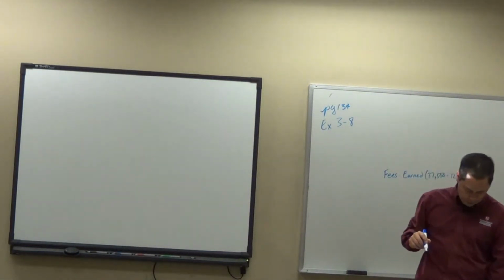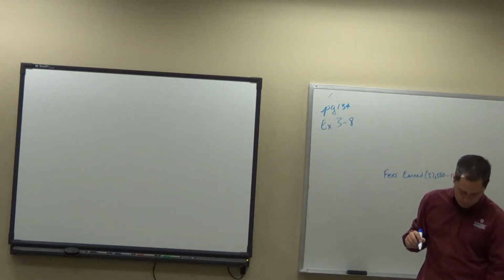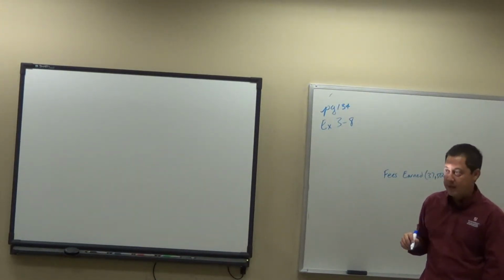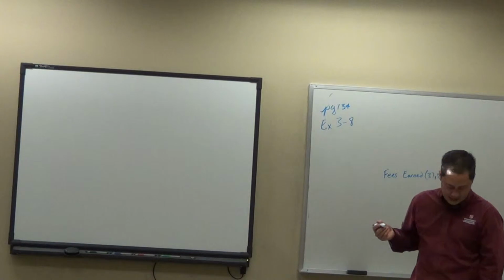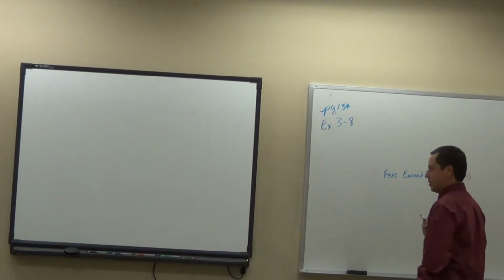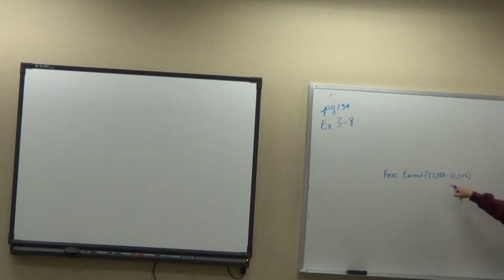Okay, let me read through the question here. The balance in the unearned fees account before adjustment at the end of the year is $37,500. So before that, it's $37,500. Journalize the adjusting entry required if the amount of unearned fees at the end of the year is $12,300. So basically, what I'm going to do is my fees earned is 12.